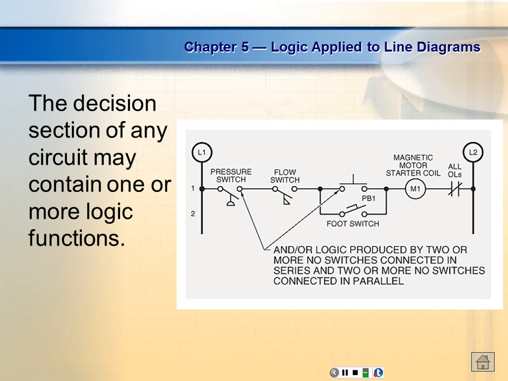The decision section of any circuit can contain more than one logic. So they say we can have combined logic within a rung. So here, the pressure switch and the flow switch, that's what logic? It actually says AND. And then the foot switch and the push button are OR. So yeah, we combine logic inside diagrams all the time. Everybody okay? Yes, no? Yes.